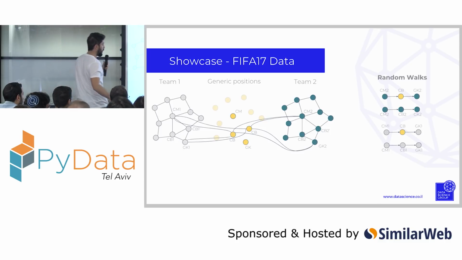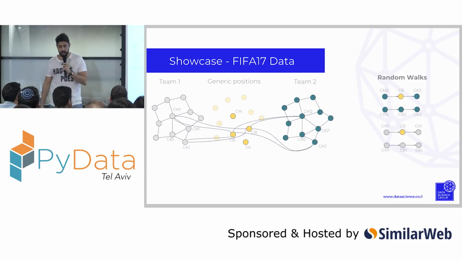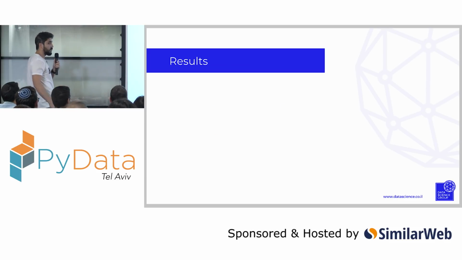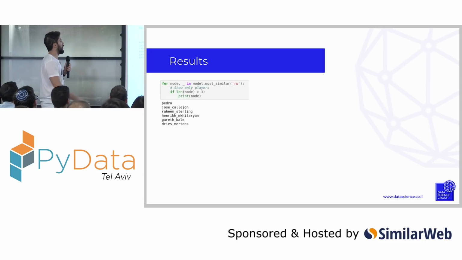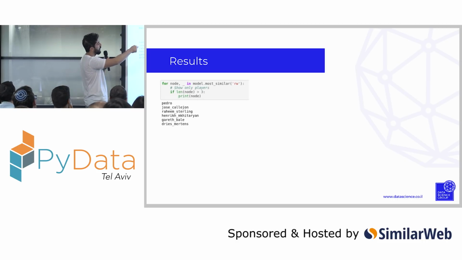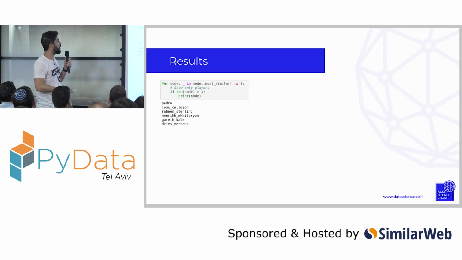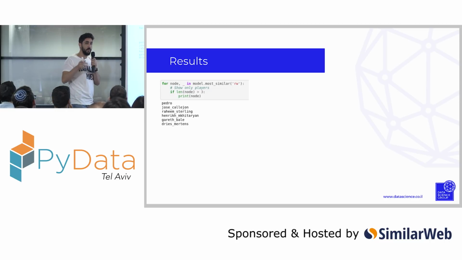Okay, that's all hand waving and stuff, but let's see if this actually works. This is taken from the notebook, some results of querying the space that was outputted by the algorithm. The first thing I did was take a generic right winger position, and I'm looking for the most similar nodes in the graph to that generic position.